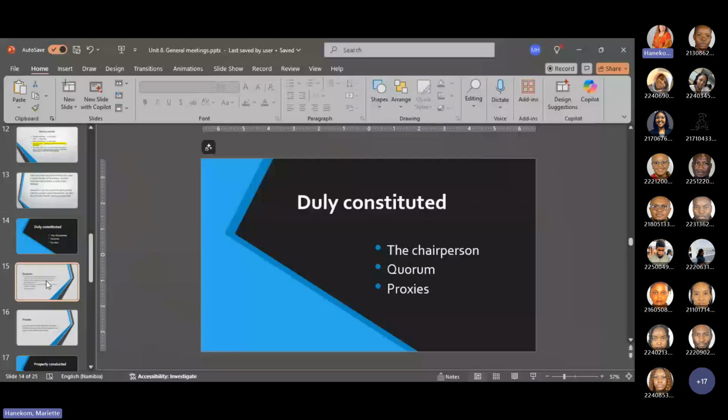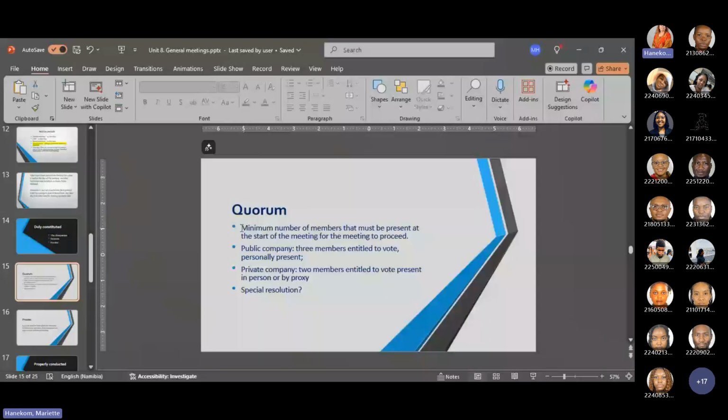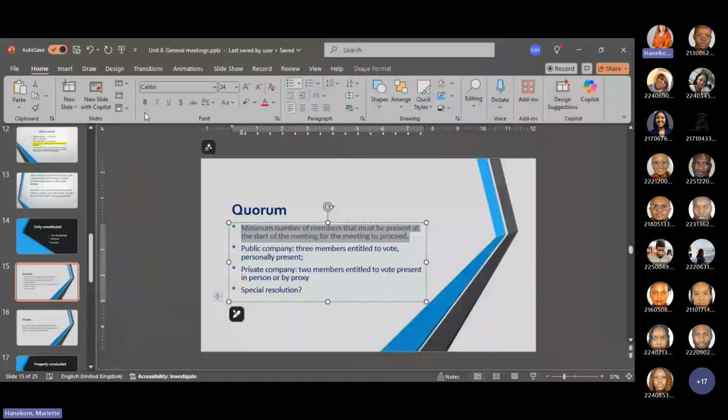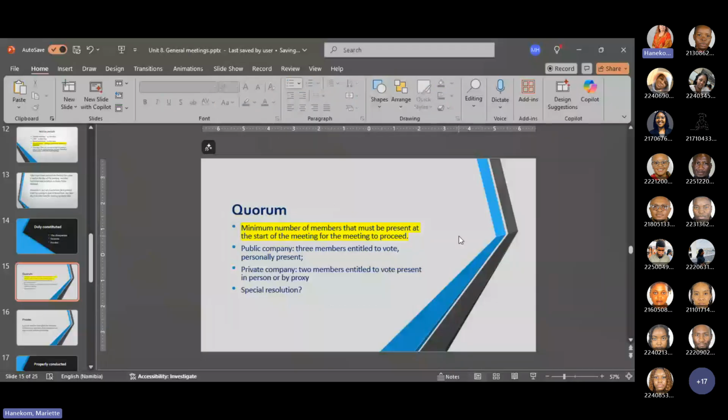What is a quorum? The definition of a quorum is not unique to company law. All meetings have quorum requirements. The quorum at a meeting is the minimum number of shareholders that must be present at the start of the meeting in order for the meeting to proceed. If there are not enough people, the meeting cannot continue.